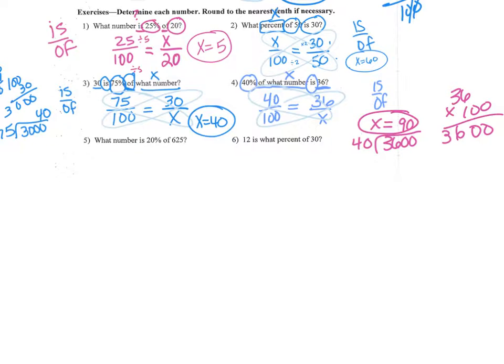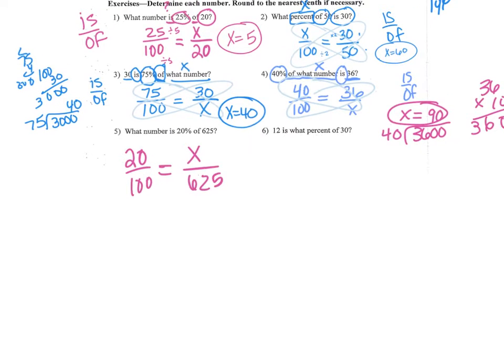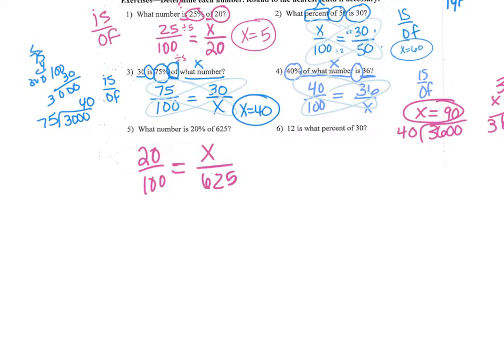Someone want to try number 5, set it up for me? 20 over 100, okay, equals x over 600. Good. So 20 over 100 equals x over 625. And we can cross multiply and divide.